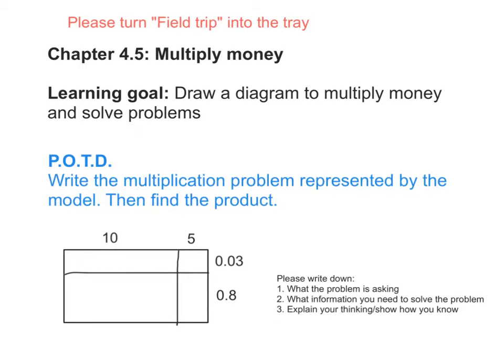So today on December 7th, 2015, we are talking about chapter 4.5. This is the last chapter that's going to be included in the quiz that you are having on Wednesday, okay? And this chapter, or this lesson, is all about multiplying money.